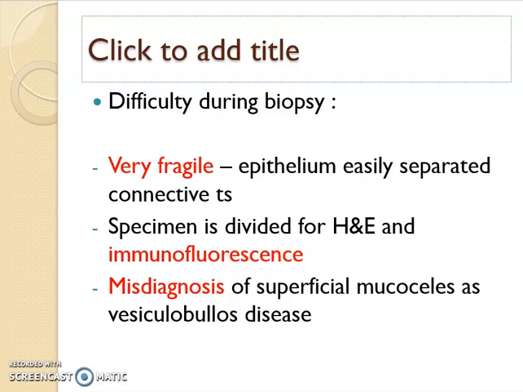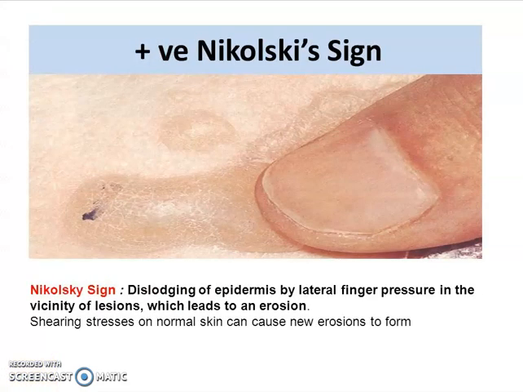Right, so I want to introduce to you a term called Nikolsky sign. You may find this term when you read the textbook or articles. It is actually an act by the clinician, whereby they put their fingers and put some pressure. This is the bullous. They put the pressure at one end, and then the bullous will get larger because the fluid is pushed towards one side, right?